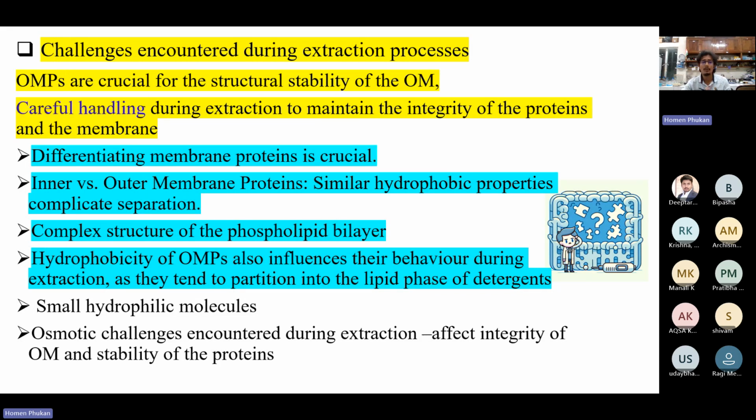Outer membrane proteins are mostly hydrophobic proteins, which tend to partition into the lipid phase of detergents during the extraction process. Sometimes hydrophilic molecules also create problems during extraction. Another problem is the osmotic challenge encountered by the cells during extraction, which affects the integrity of the outer membrane and the stability of the proteins.